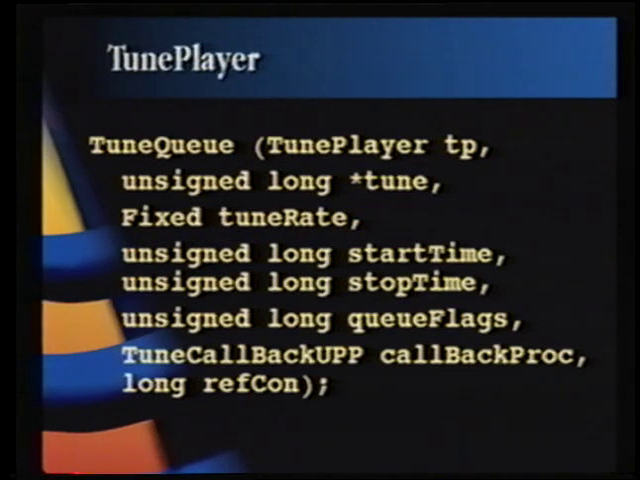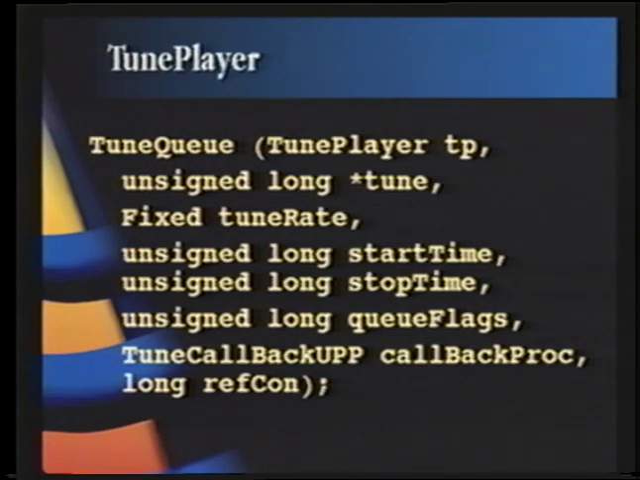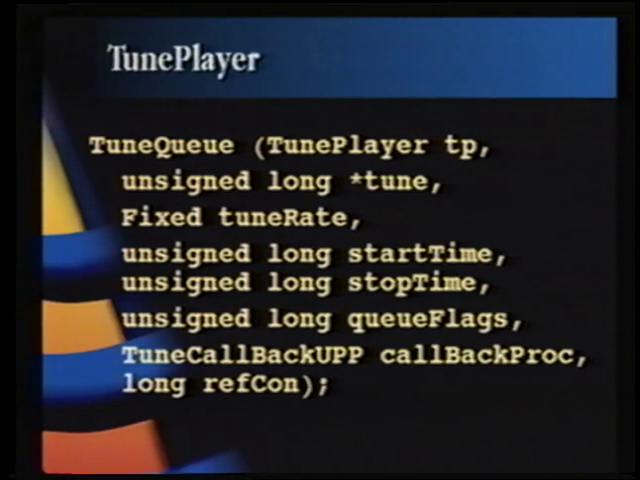Then the real interesting call is tune Q. This is where you actually shovel in a bunch of data and let it play without any further application intervention. So what you do is you pass in a pointer to a list of long words, which is the tune itself, and that's in the event format that I described before. The rate, so typically 1.0, but you can play it faster or slower. You can play just a piece out of the middle of that sequence by giving it the start time and stop time. And these are in arbitrary units.